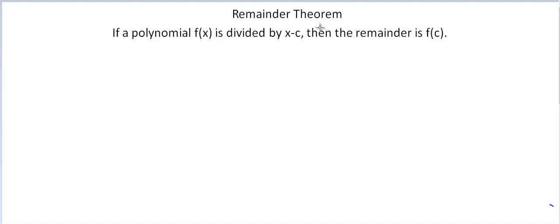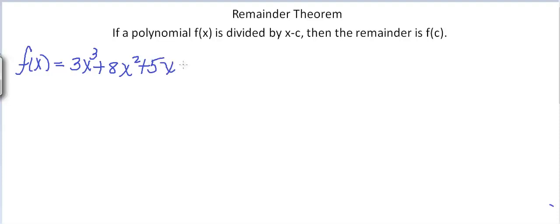And I know this is a lot of gibberish and letters and variables and constants and labels, and you might not understand what it's trying to state. So what I'm going to do is explain it to you with an example, and hopefully with this example you're able to understand this theorem better. So I'm going to choose an f of x. F of x I'm going to say is equal to 3x cubed plus 8x squared plus 5x minus 7.